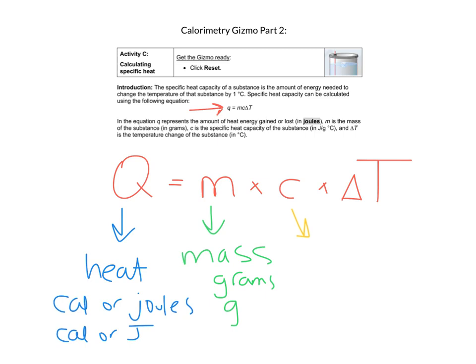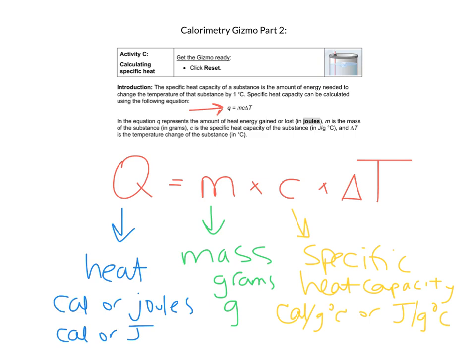So the specific heat capacity is the letter C in this particular equation. And we need to know how much energy it takes to heat up the substance that we're talking about. Specific heat capacity gets measured in either calories per gram degrees Celsius or joules per gram degrees Celsius. It just depends on which one we're working with.